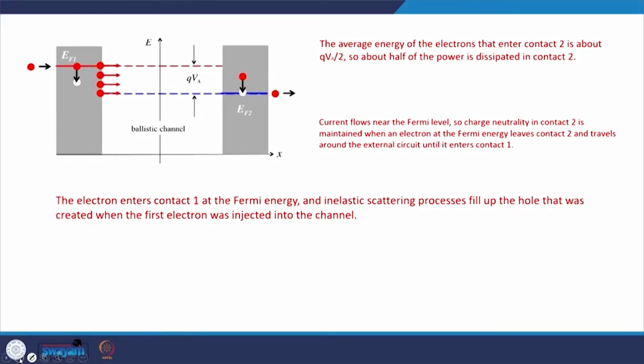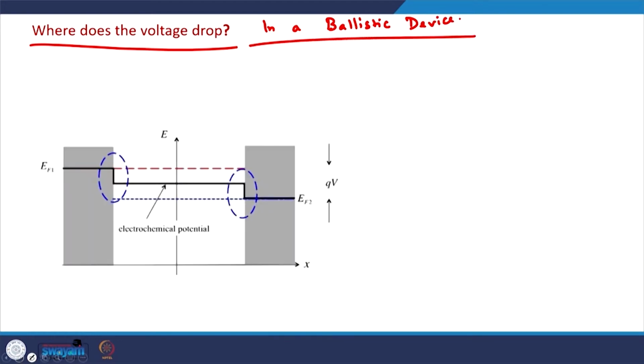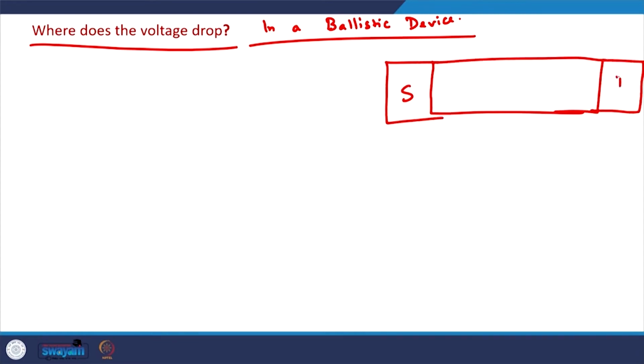So, now the second, related question is: where does the voltage drop, particularly in a ballistic device? So, we have a two terminal device like this, and in the ballistic case, the electron directly goes to the drain side. We might have applied a voltage on the drain terminal. Okay, the source is grounded, the drain is at high voltage, so that is why there is an electron flow from source to drain, or a current flow from drain to source.